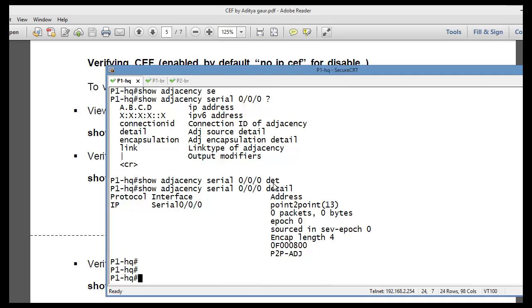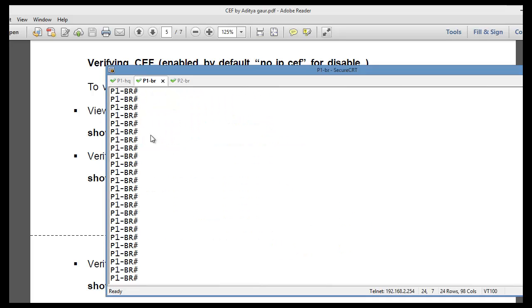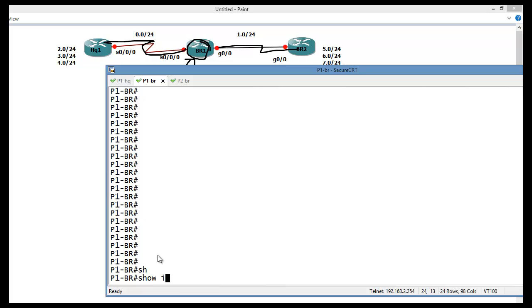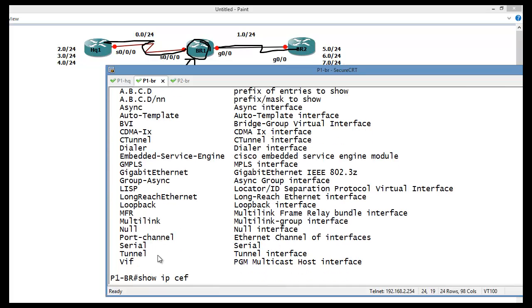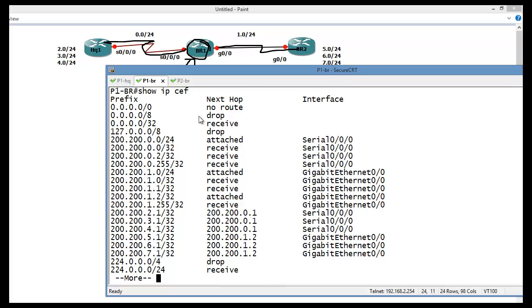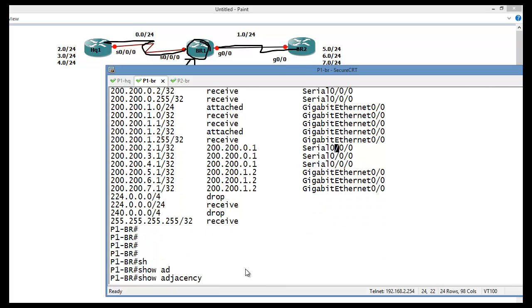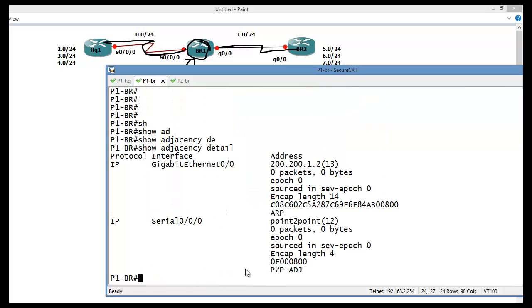Now I am also going to verify on the branch router. This is the middle router, located right there. This is branch 1. It has two neighbors, so it is supposed to have more information. So show ip cef, and I can use detail and all of that, but let this run as it is. Obviously we can see the next hop addresses and the exit interfaces right there.